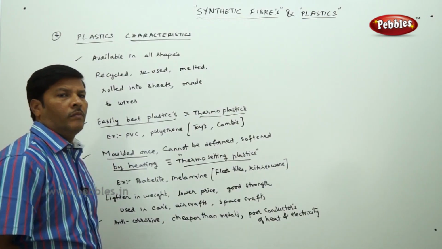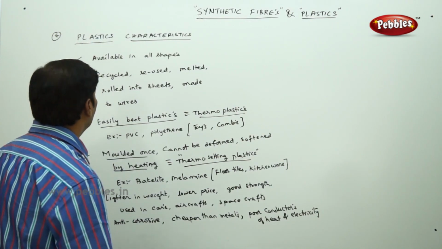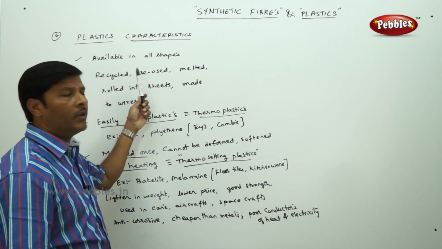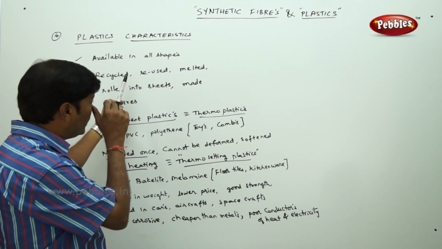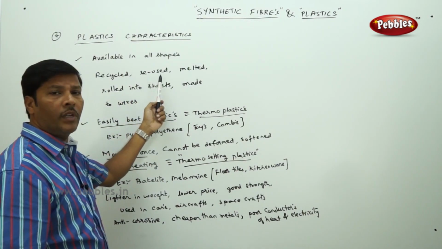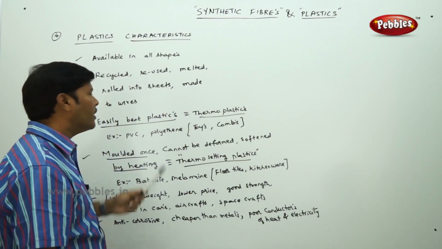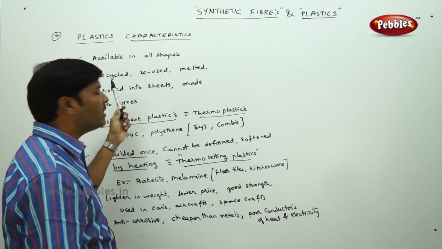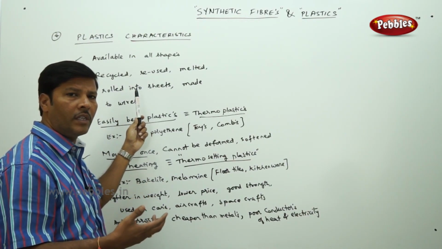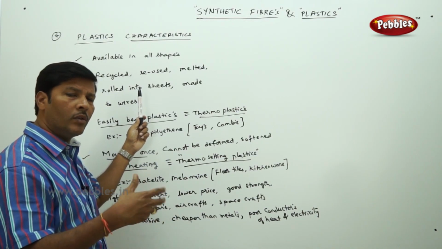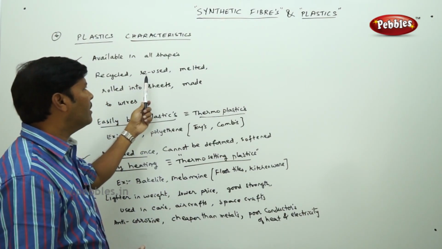The next part of the discussion is the characteristics of plastics. All the plastics are available in all shapes because they can be molded into any shape of the object. They can be recycled and reused, they can be easily melted, rolled into sheets, and made into wires. This is the advantage of using plastics. The monomers present in the polymer are easily expandable and resizable, and they can be cast into any molds. They can be molded into any shape of the object. That's why they can be recycled and reused.